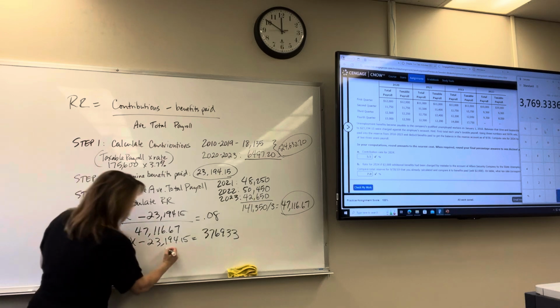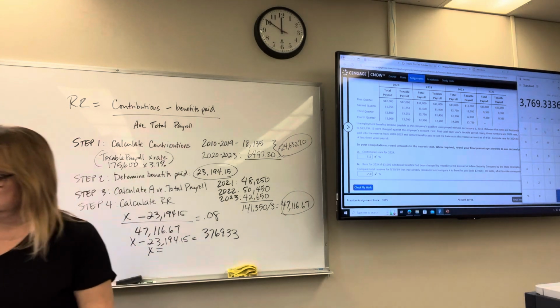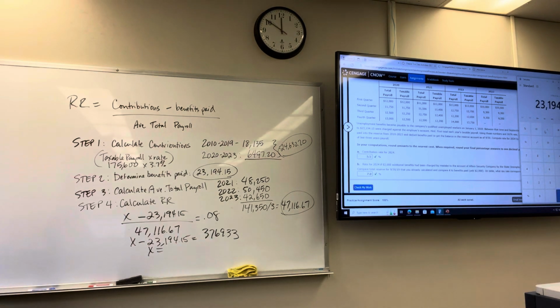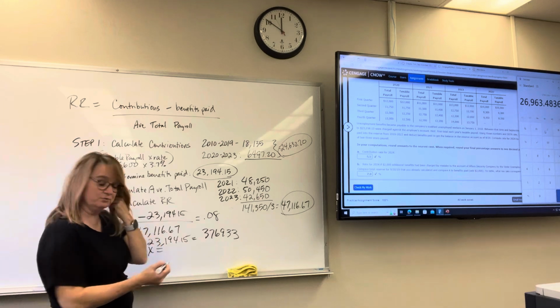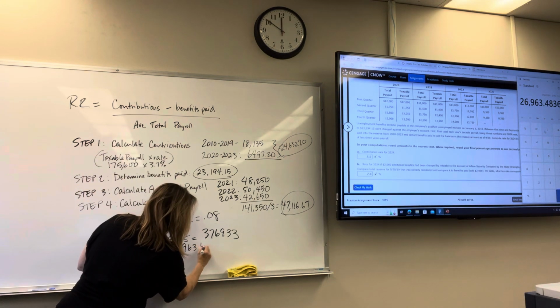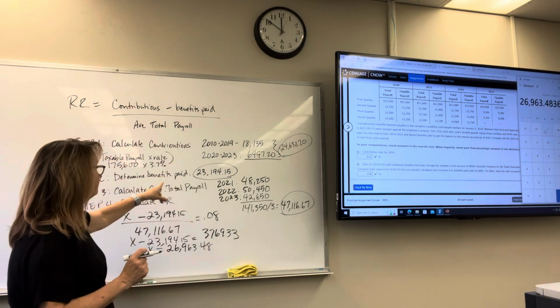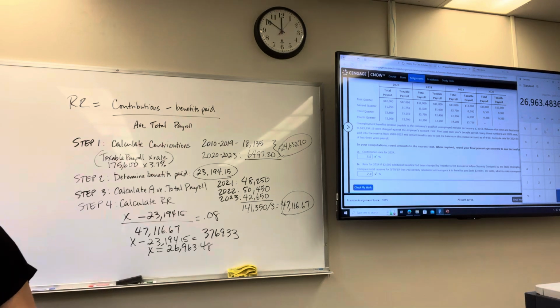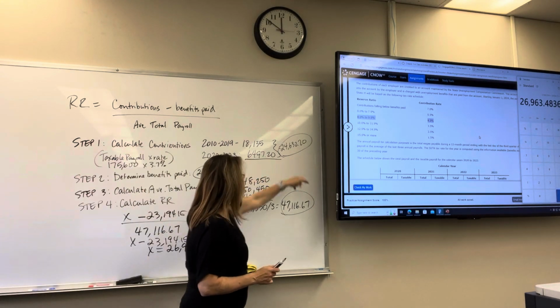We're going to add 23,194.15, and we get 26,963.48. That is what they need their contributions to be in order to get their tax rate down to 4.5%. Right now, their contributions are 24,632.20.